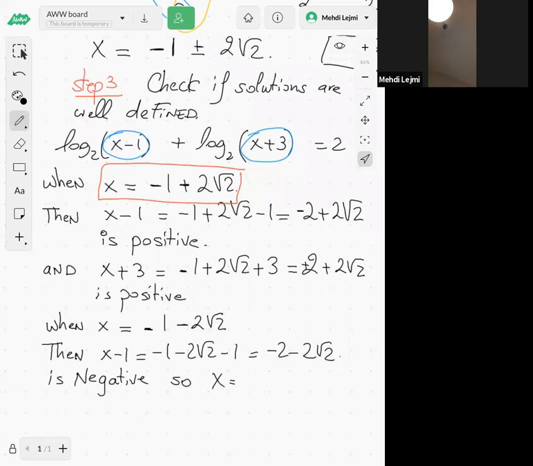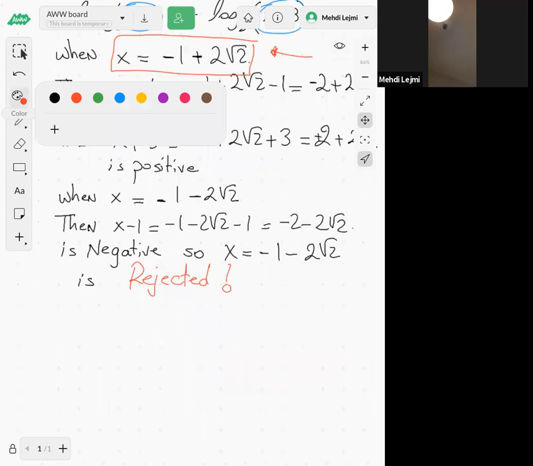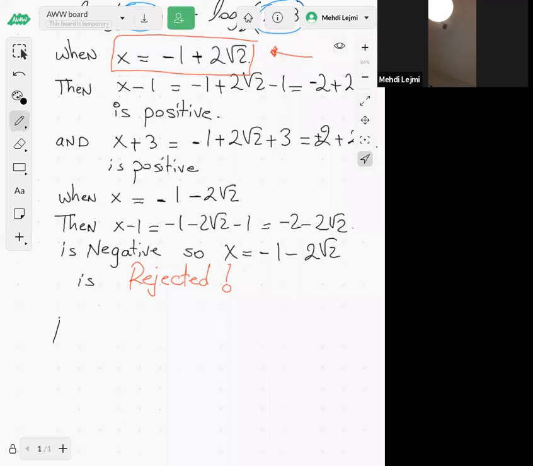So x equal to -1 minus 2 square root of 2 is rejected. Okay, so I end up with one final solution of the problem, which is -1 plus 2 square root of 2. So the answer here, x equal to -1 plus 2 square root of 2, is the solution of the equation.